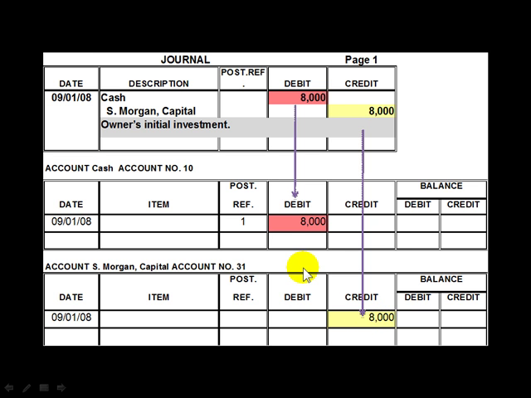Now, in today's society, people use computers, and this is all done behind the scenes, but I think it's really important for an accountant to understand what's happening. So the journal is where the transaction is done. The ledger is where the transactions are accumulated.